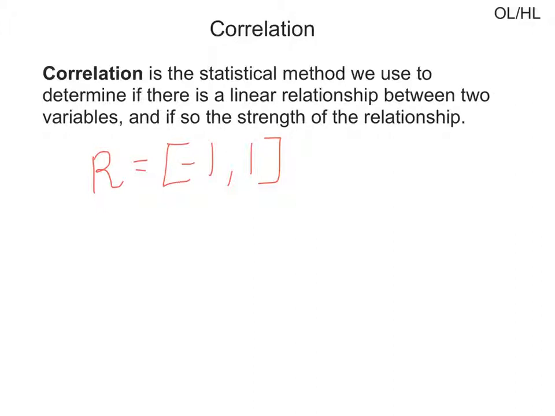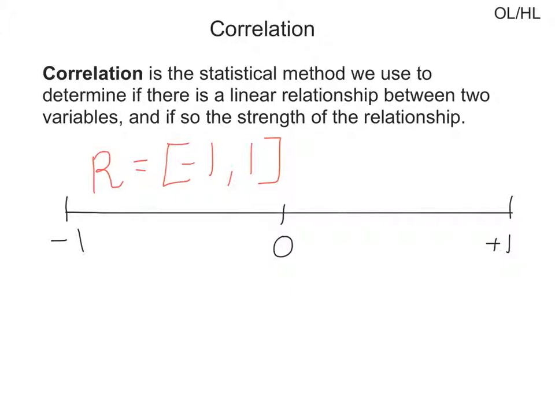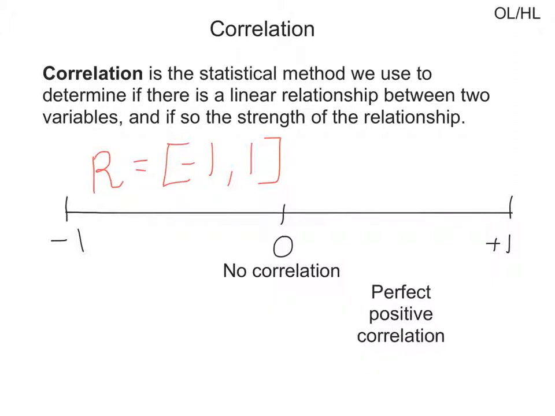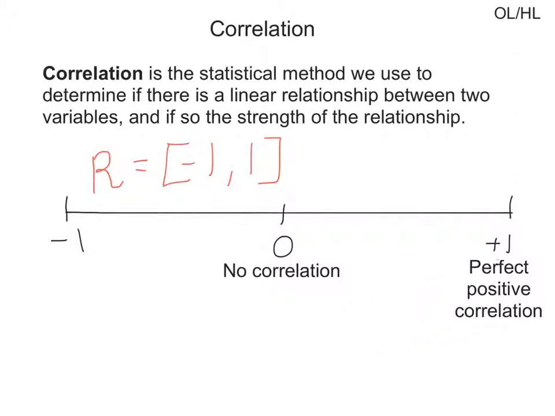I'll use a number line to talk about the correlation coefficient. No correlation or relationship between variables is represented by r equal to 0. Perfect positive correlation is represented by +1, and perfect negative correlation is represented by -1.